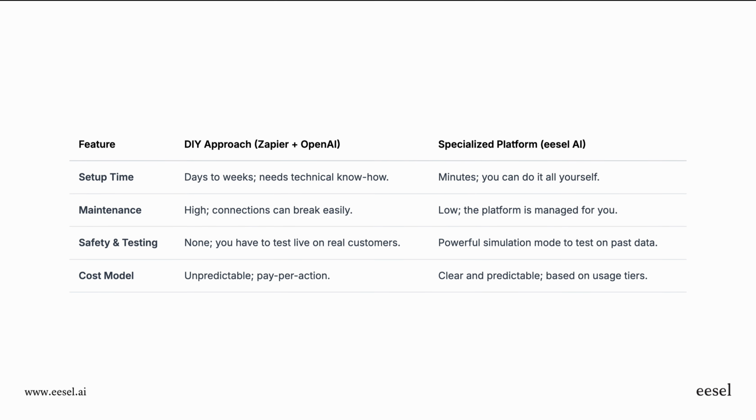Let's put them side by side. The DIY route takes weeks and requires constant maintenance, while a specialized platform gets you running in minutes with almost no upkeep. The biggest difference? Safety. DIY has no testing environment, while platforms let you simulate performance before going live.